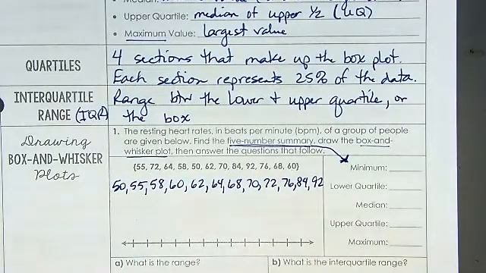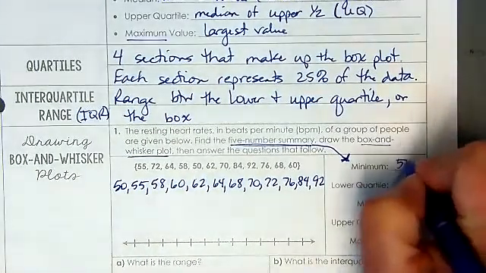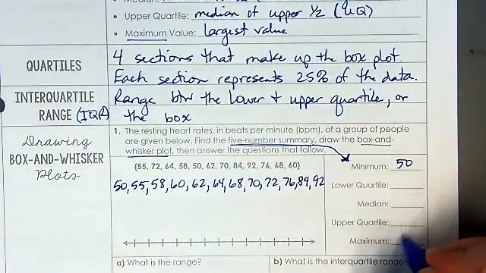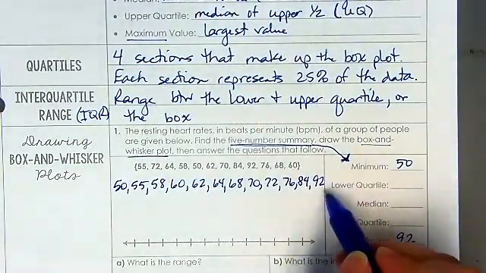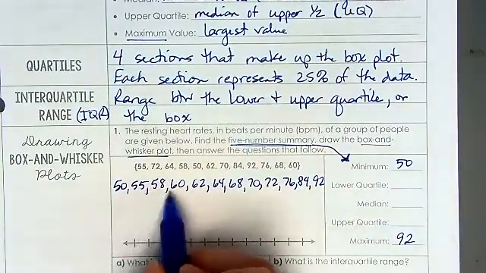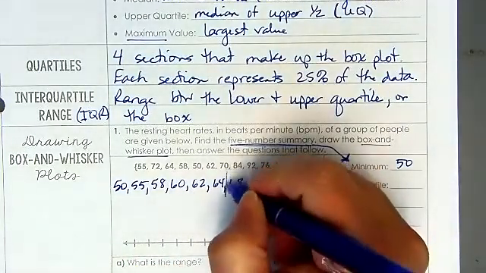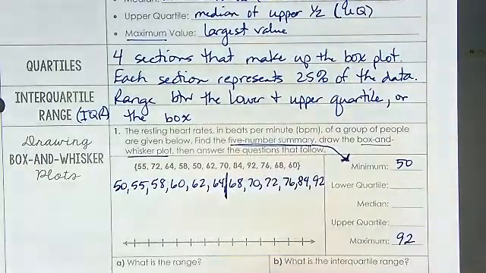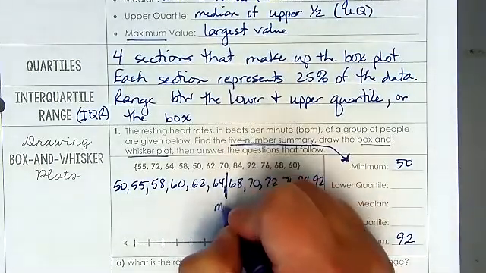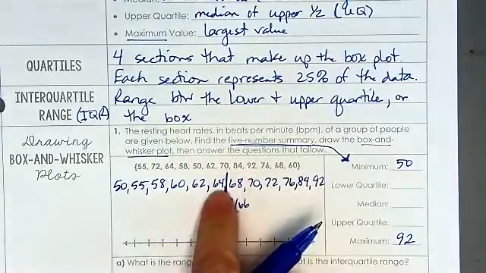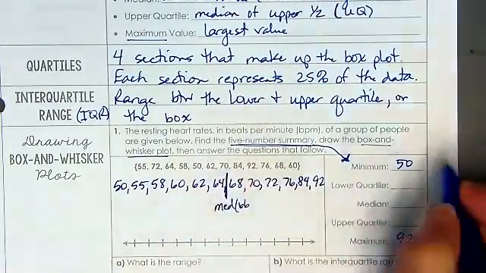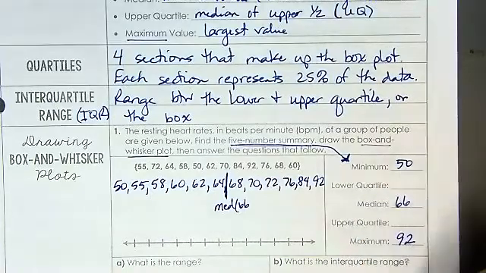Okay, so now I need to find the minimum, which is the lowest. That's going to be 50. The maximum is 92. The median is what I'm going to find next, because that's the halfway point. There were 12, so 2, 4, 6. So that means the median is halfway between. It's going to be 66, because it's between 64 and 68. Halfway between there is 66.